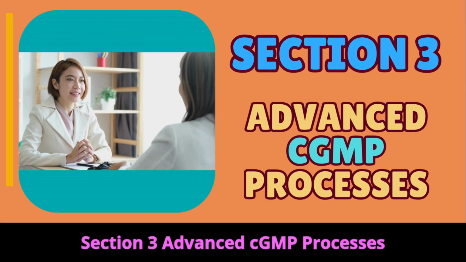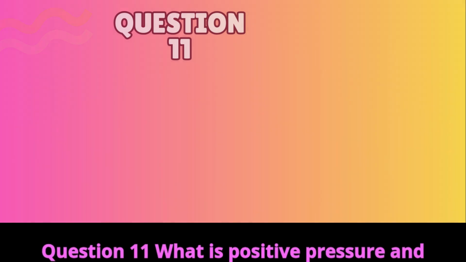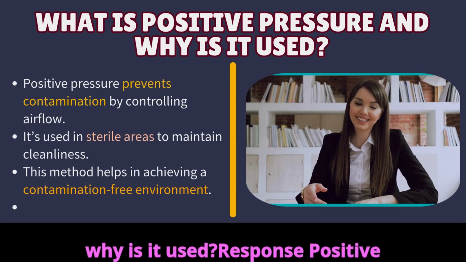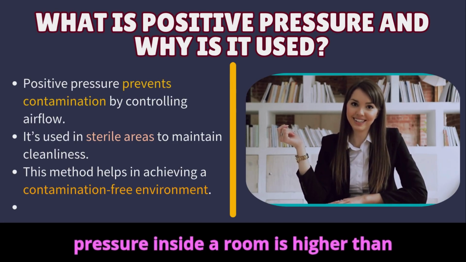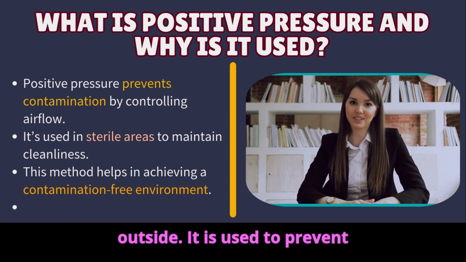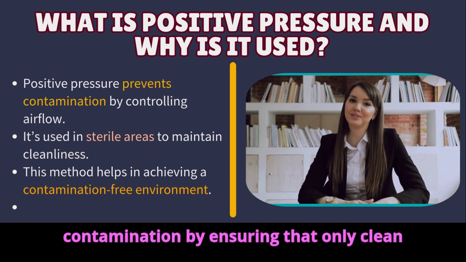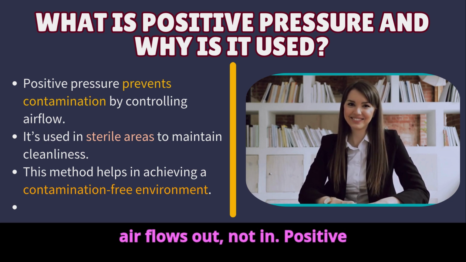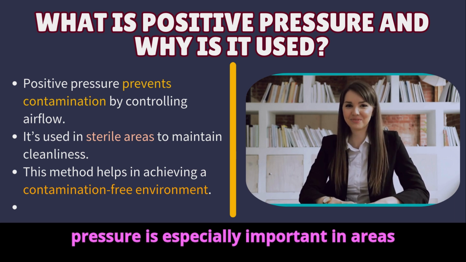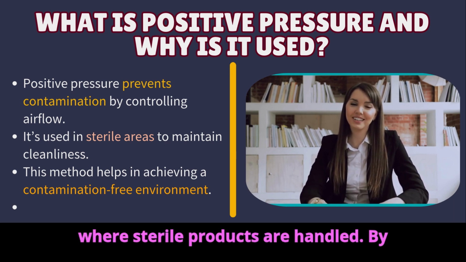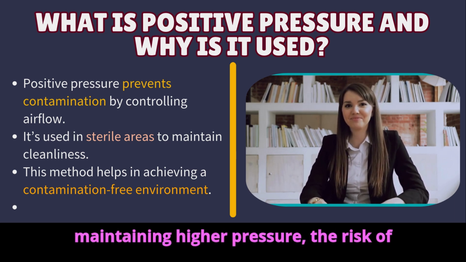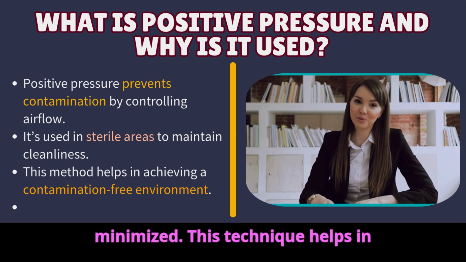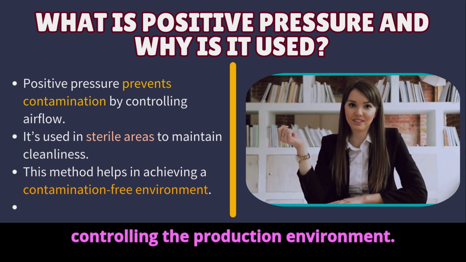Section 3. Advanced cGMP Processes. Question 11. What is positive pressure and why is it used? Response. Positive pressure is a condition where the air pressure inside a room is higher than outside. It is used to prevent contamination by ensuring that only clean air flows out, not in. Positive pressure is especially important in areas where sterile products are handled. By maintaining higher pressure, the risk of contamination from adjacent areas is minimized. This technique helps in controlling the production environment.